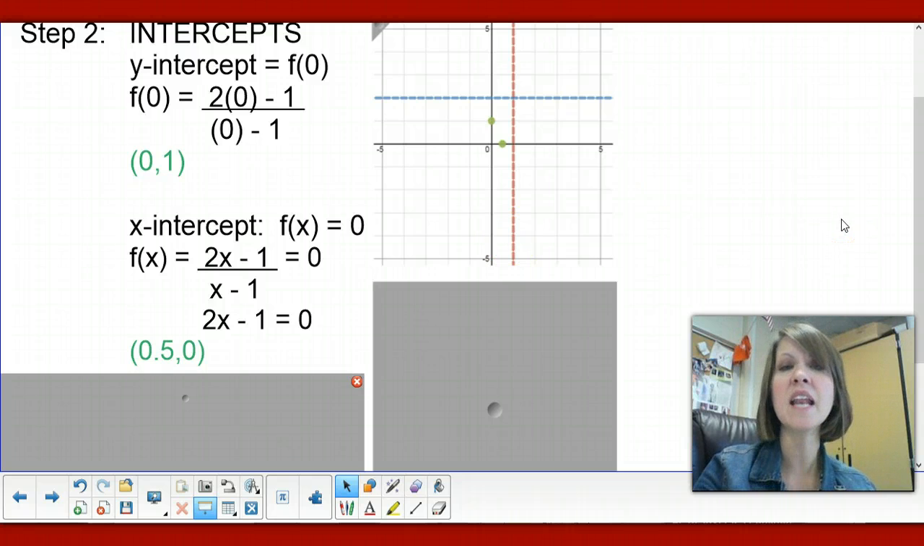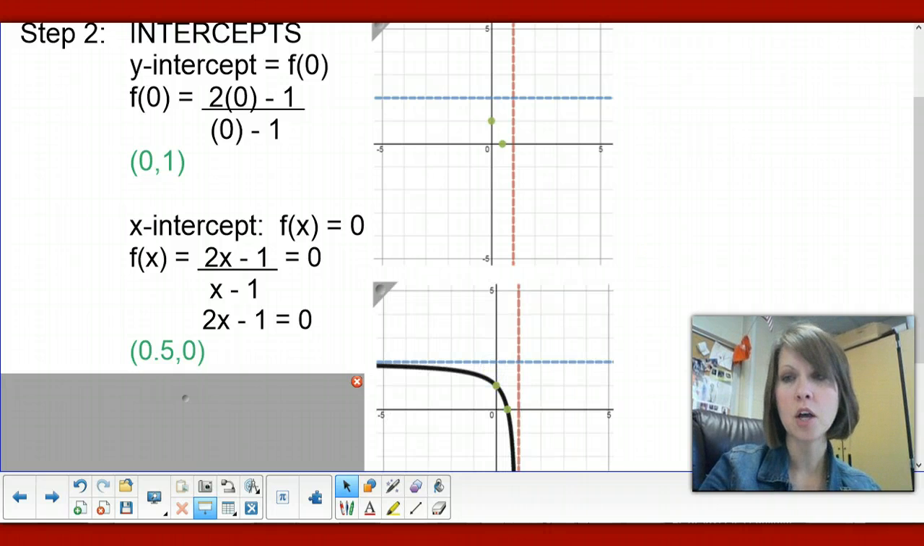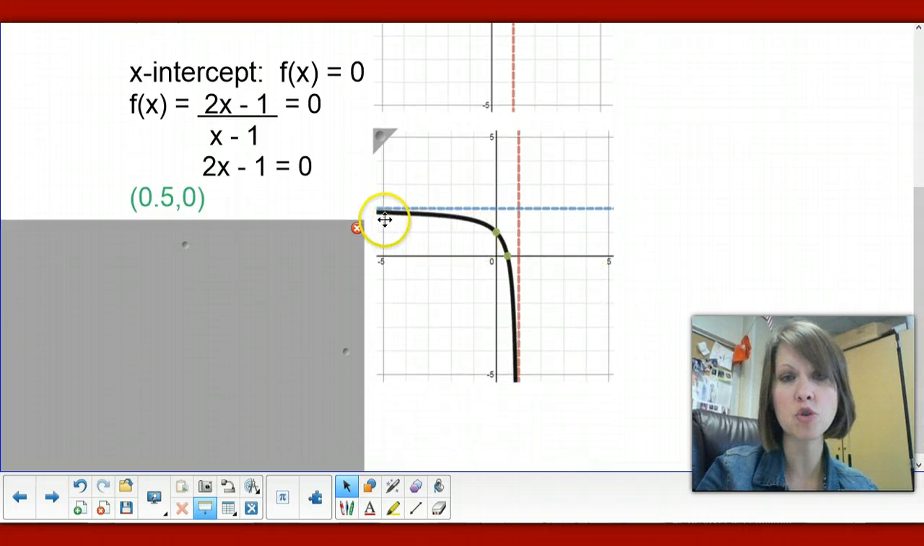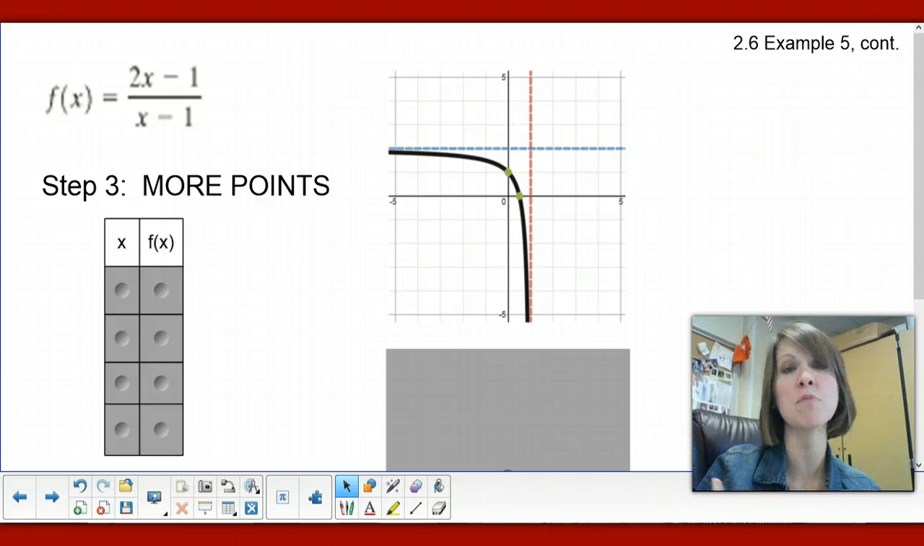All right, the next thing we're going to do is use the plotted points and the asymptotes to help us draw the curve. So I'm going to show you what I mean right here. The two intercepts we have, along with the asymptotes, can help us draw in this piece of the curve. The curve needs to go through those 2 points, and it needs to go along the asymptotes. All right. Now let's talk about how to get some more points, which is my third step.